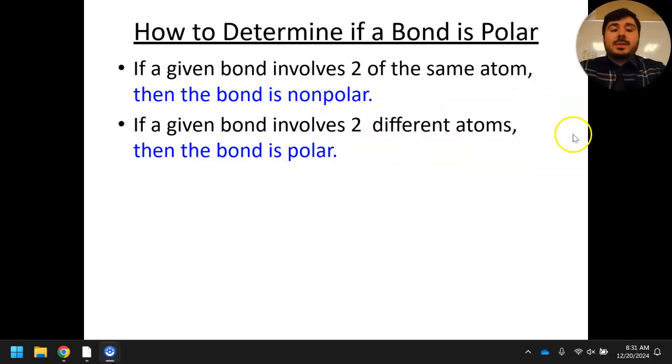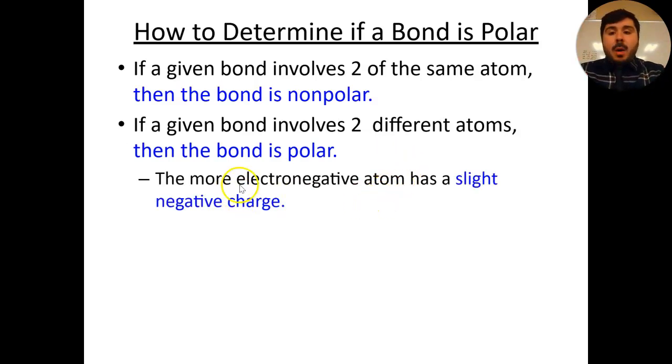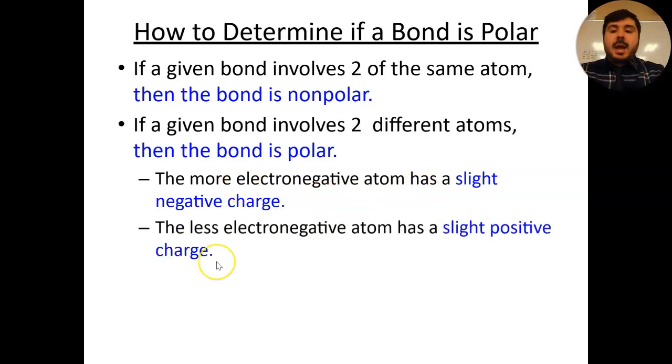And that's really it, guys. Conveniently enough, we don't really have to overthink bond polarity all that much. If you're looking at two of the same atom across a bond, nonpolar. If you're looking at two different atoms across a bond, polar. Enough said. However, the more electronegative atom has a slight negative charge, like I mentioned, and the less electronegative atom has a slight positive charge.